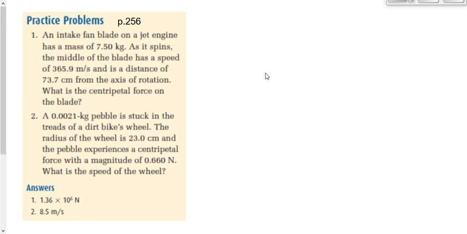Now, question number one talks about an intake fan blade of a jet engine that has a mass of 7.50 kilograms. It spins. The middle of the blade has a speed of 365.9 meters per second and is a distance of 73.9 centimeters from the axis of rotation. What's the centripetal force on the blade here? Let's write down some givens. Mass is 7.5 kilograms.